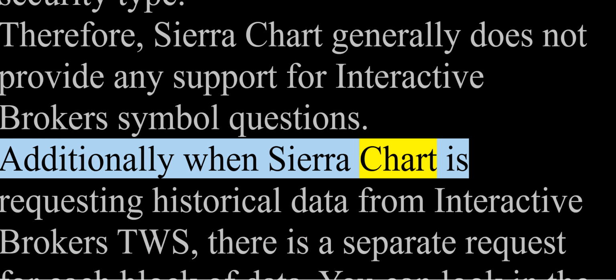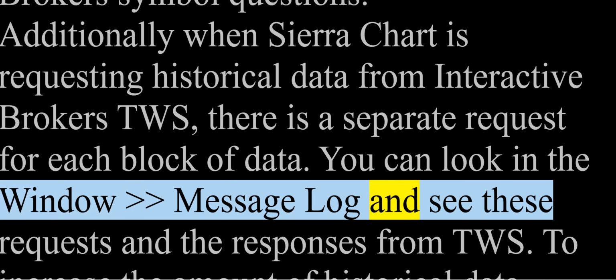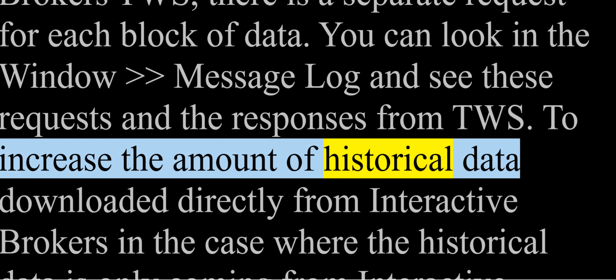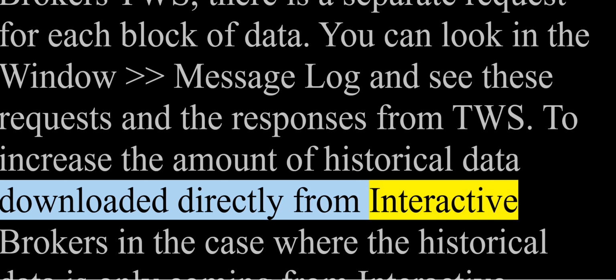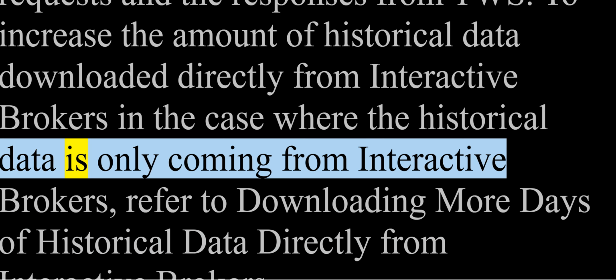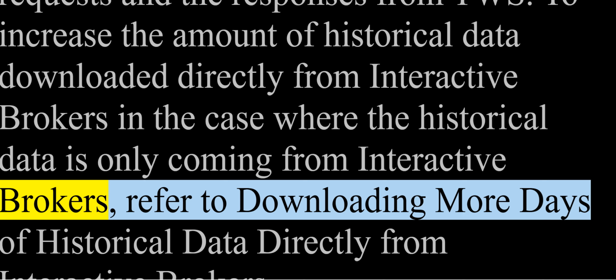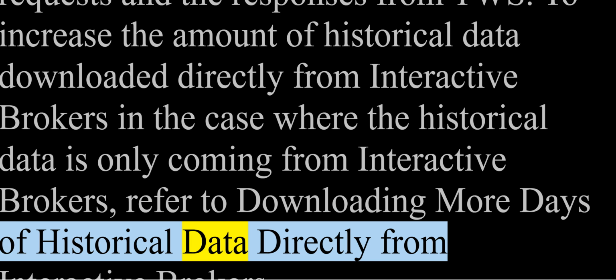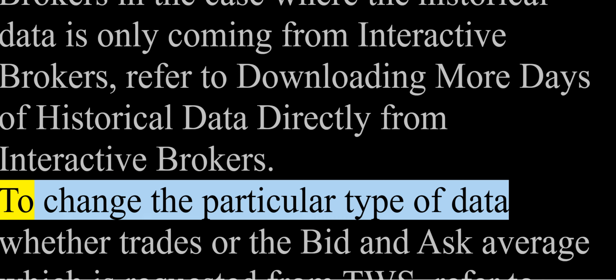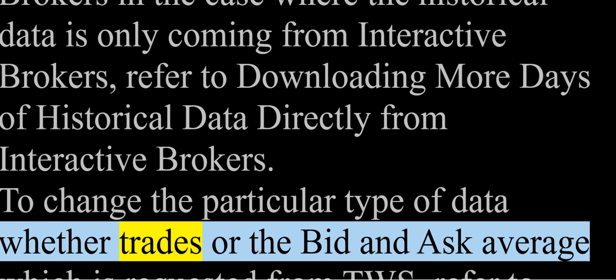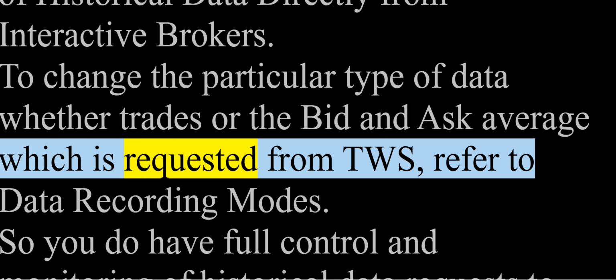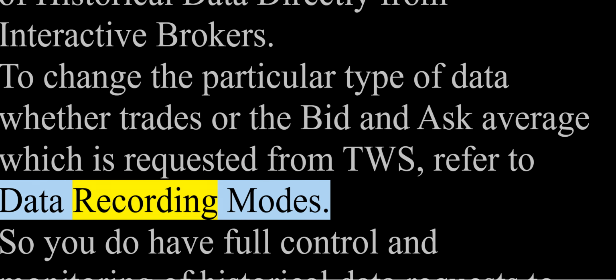Additionally, when Sierra Chart is requesting historical data from Interactive Brokers TWS, there is a separate request for each block of data. You can look in the Message Log window and see these requests and the responses from TWS. To increase the amount of historical data downloaded directly from Interactive Brokers, in the case where the historical data is only coming from Interactive Brokers, refer to downloading more days of historical data directly from Interactive Brokers. To change the particular type of data, whether trades or the bid and ask average, which is requested from TWS, refer to data recording modes.